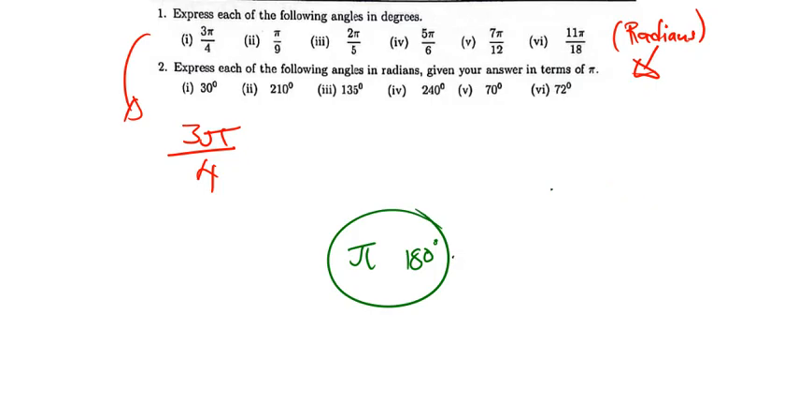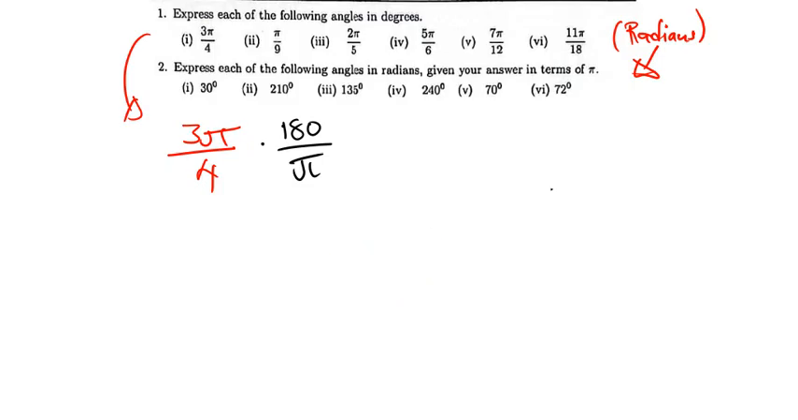So if you're given 3 pi over 4, there are two ways you can handle it. Either multiply by 180 over pi, so you're putting pi on the denominator so that it can divide. Then the pi will cancel and you end up with just 3 multiplied by 180 over 4. At this point you can easily divide: 4 into 180 gives us 45.